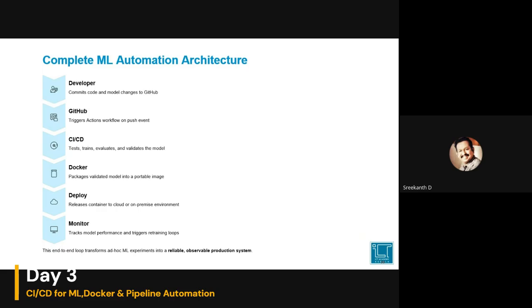Developer commits the code. GitHub triggers the CI pipeline. Model trains and validates. Docker packages it. Monitor tracks the performance, right? Retraining triggers automatically. This is production-grade ML. This is MLOps maturity, right?